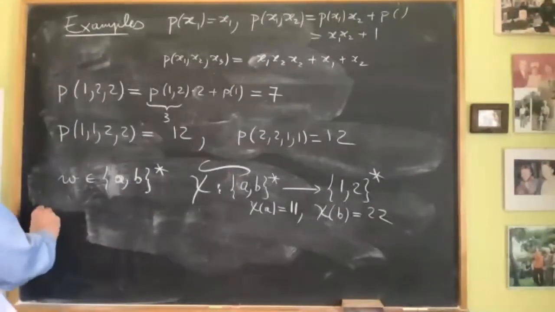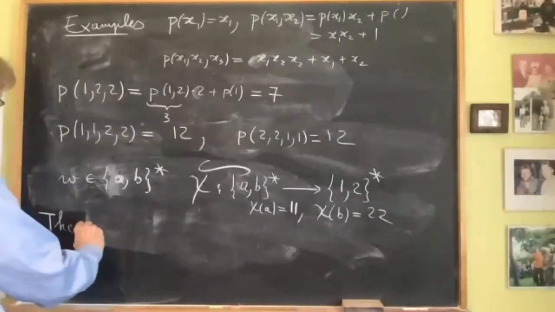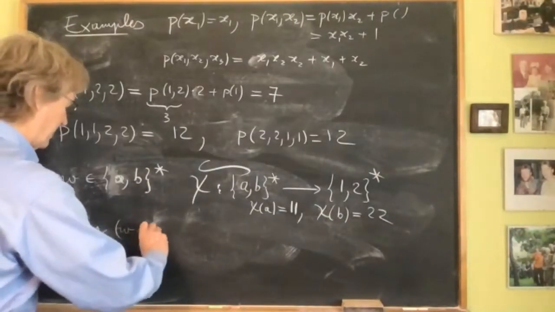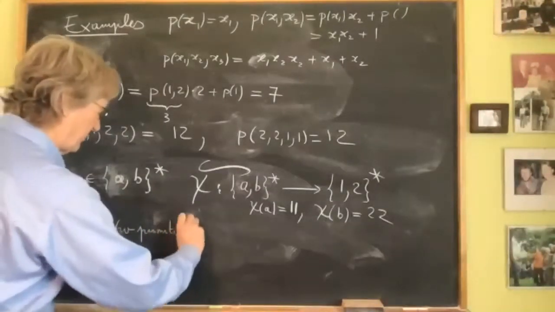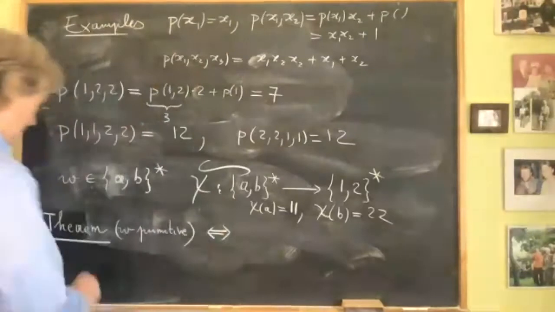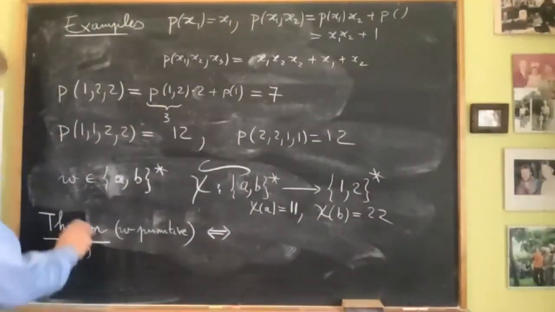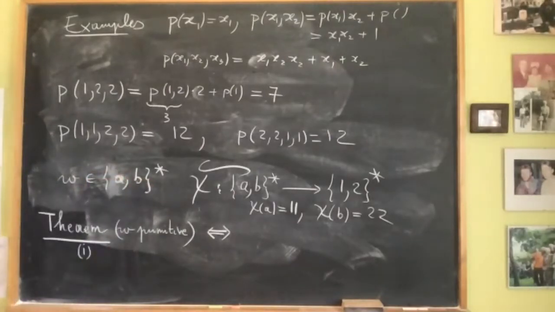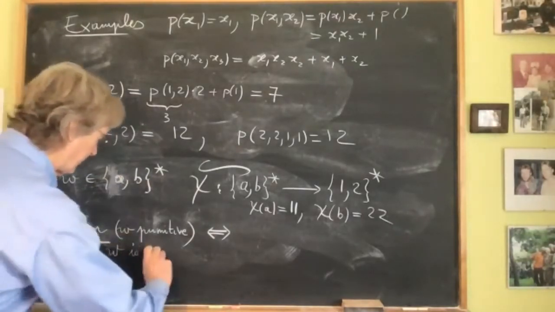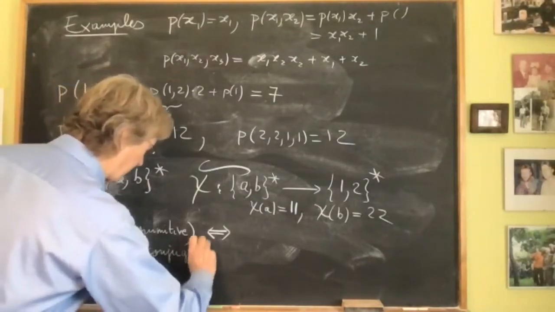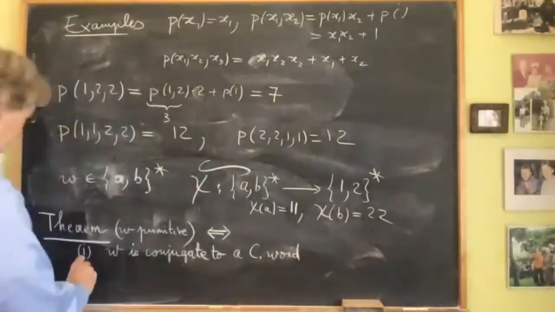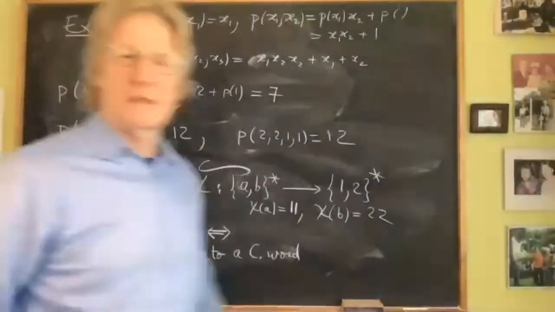So the theorem is the following. You take W primitive, which is, let's say, a technical condition. W is primitive, and we have the equivalence between two conditions. The first one: I take W in the free monoid generated by A, B, star. W is conjugate to a Christoffel word. And the second condition is a little bit more involved.